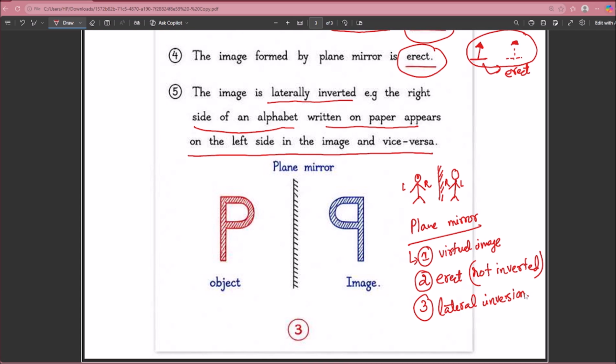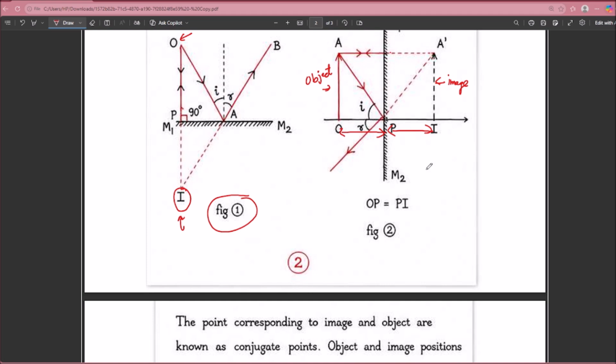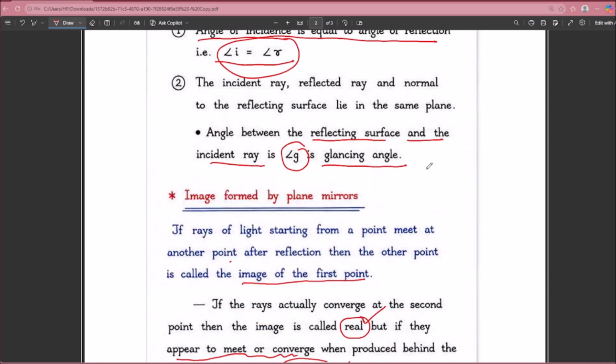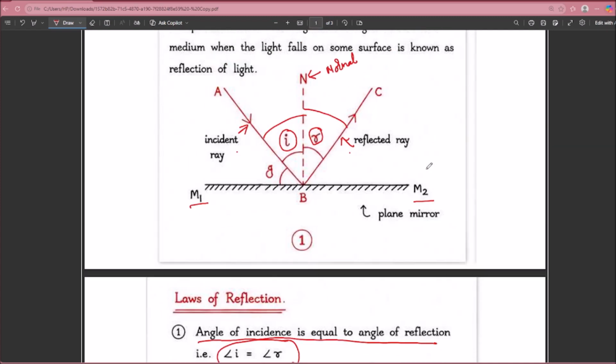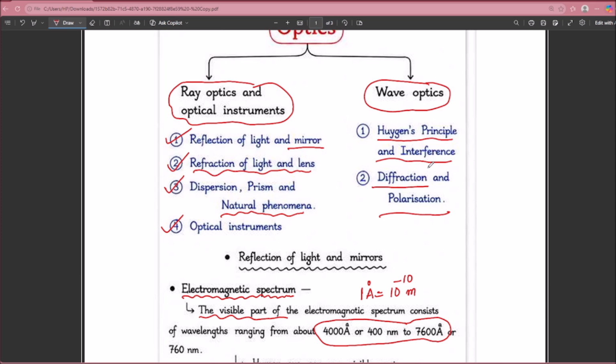So this is the first lecture about optics, the law of reflection and the plane mirror. In the next class, we will see the spherical mirror, the types of spherical mirror, that is concave mirror and convex mirror, and how the image is formed in the concave mirror and convex mirror.